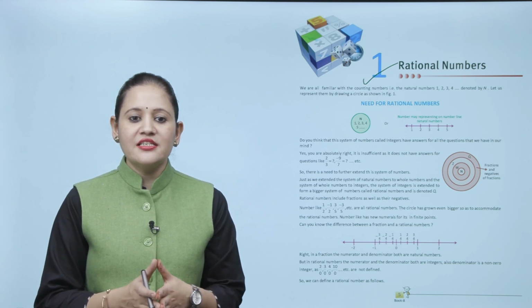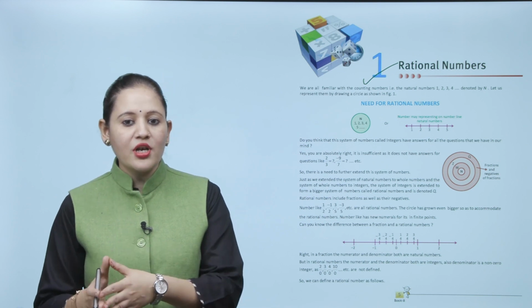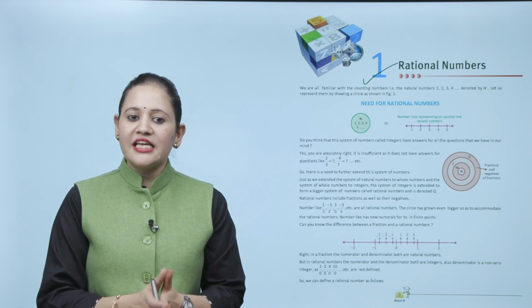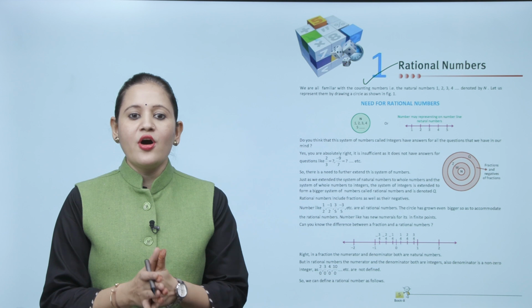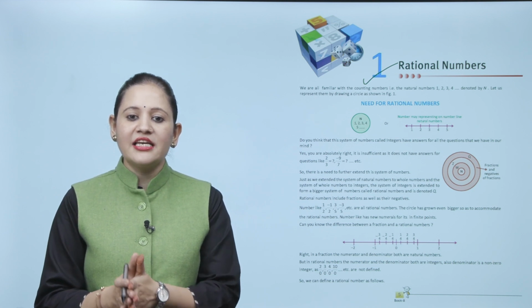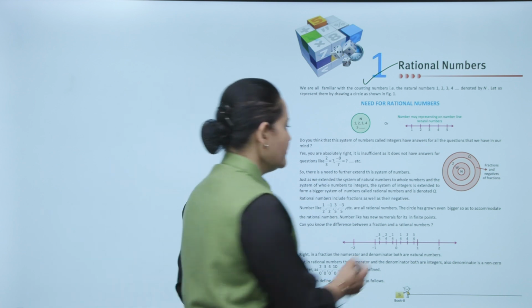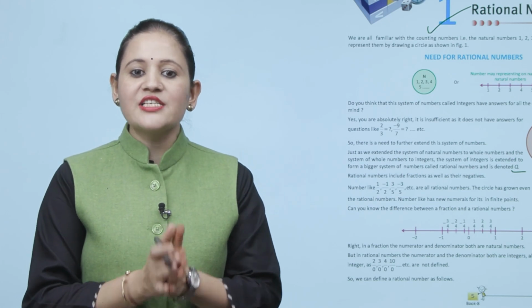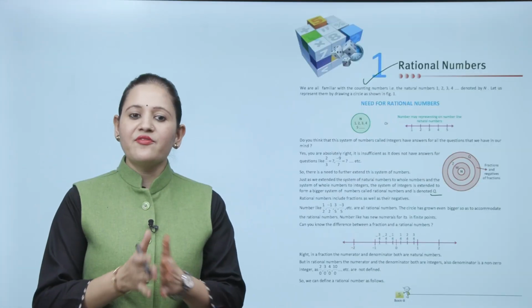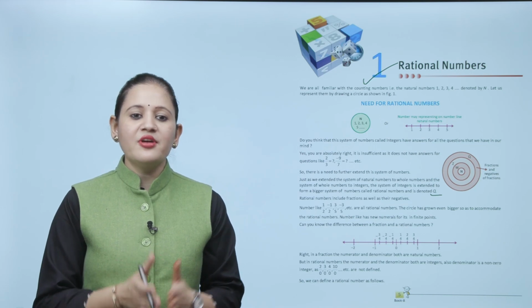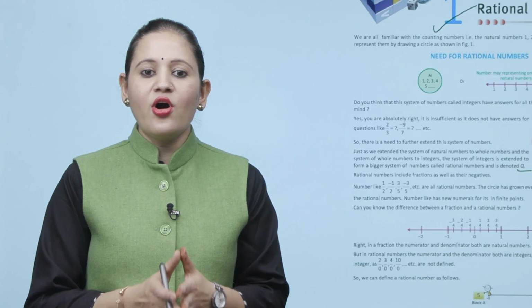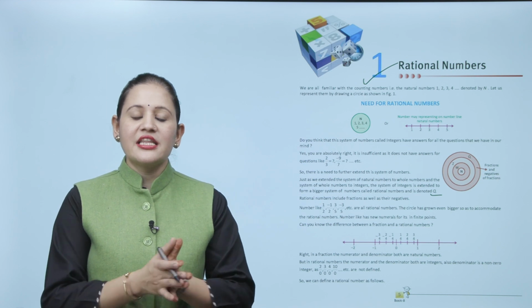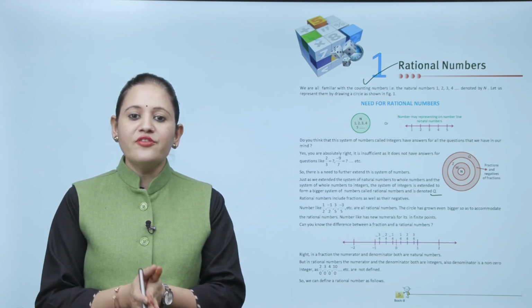Just as we extended the system of natural numbers to whole numbers and the system of whole numbers to integers, the system of integers is extended to a bigger system of numbers called rational numbers, and is denoted by Q. Rational numbers include fractions as well as their negative numbers. Numbers like 1 by 2, minus 1 upon 2, 3 by 5, minus 3 upon 5, etc. are all rational numbers. The circle has grown even bigger so as to accommodate the rational numbers.